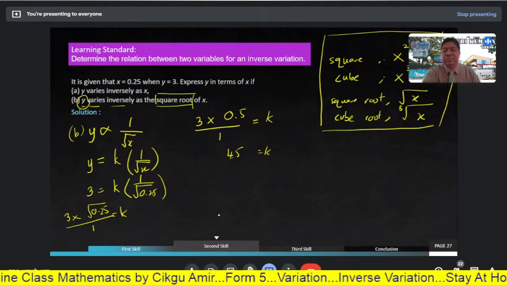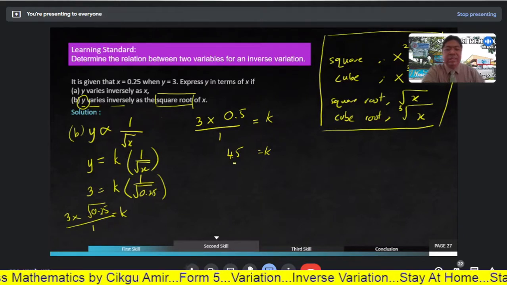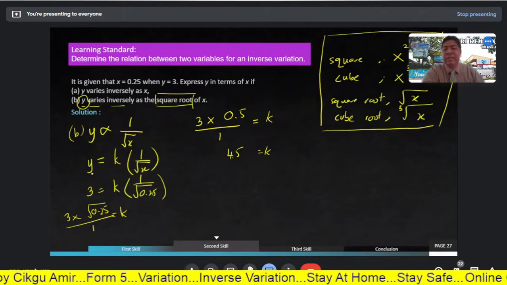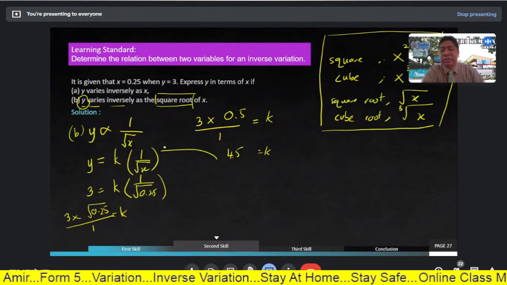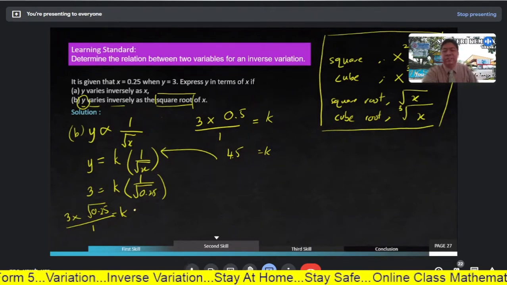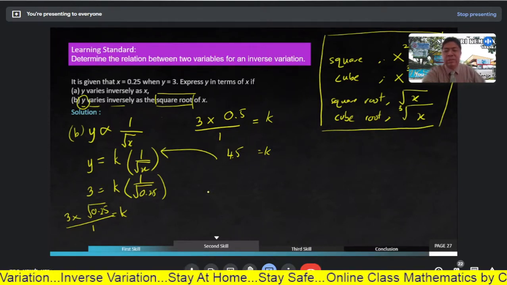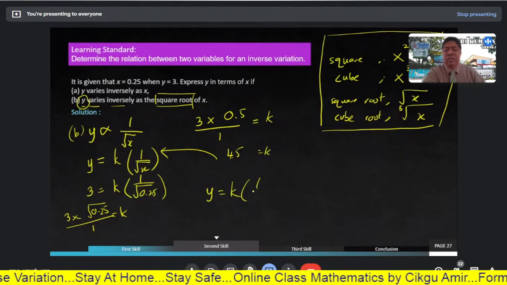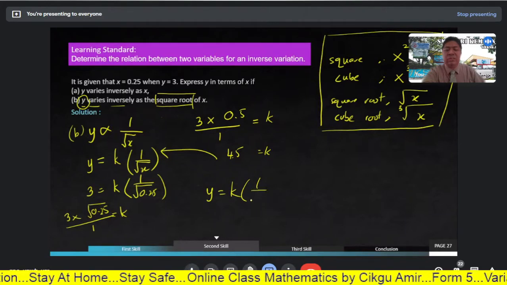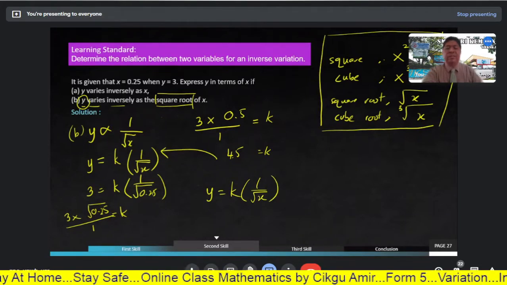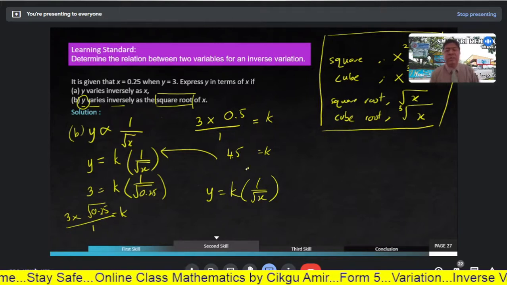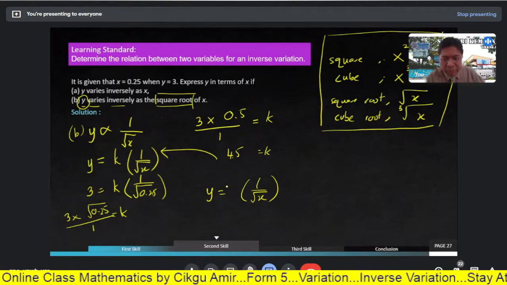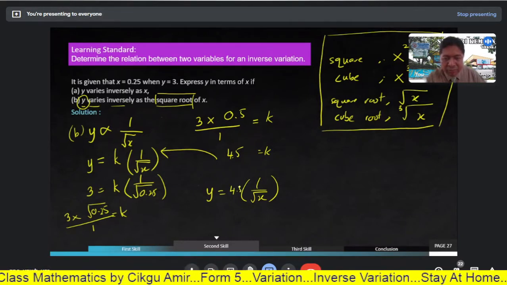The fourth step, the last step. Take the value of k, 4.5, and put it back in equation form. The second step, we have y is equal to k times 1 over square root of x. Now the value of k is 4.5, so I will substitute the value of k, 4.5.